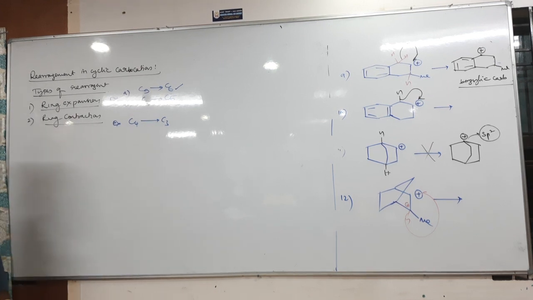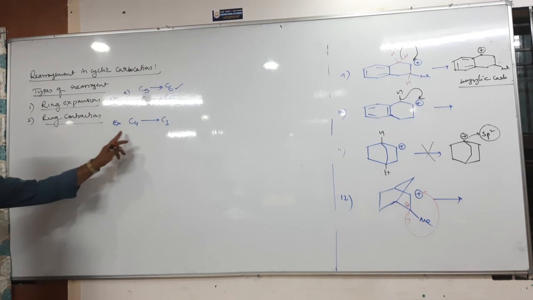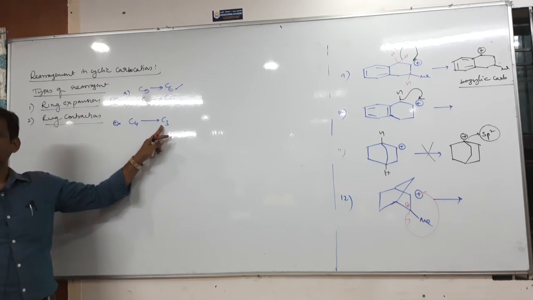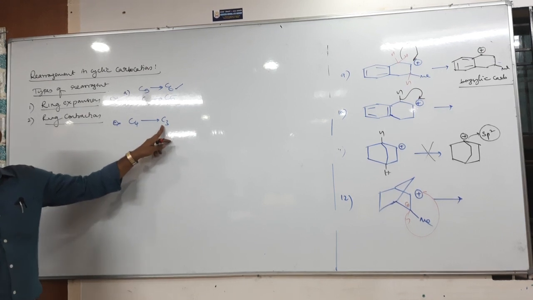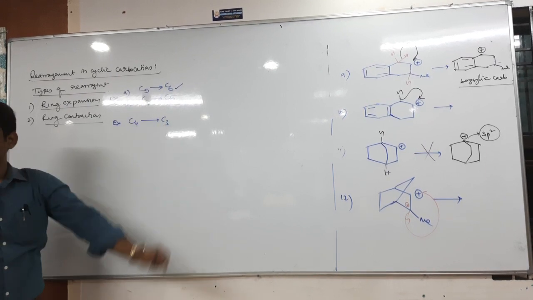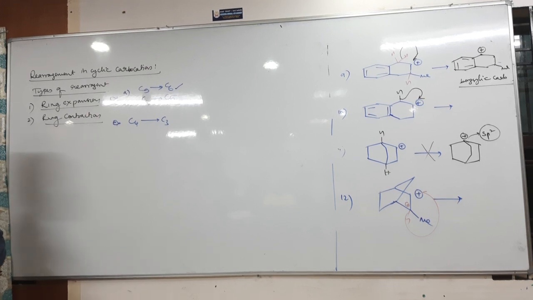Can you tell me why? When a 4-membered ring converts into a 3-membered ring, it forms CPM. CPM is a, what? Most stable carbocation. Okay, so that's why C4 converts into C3.